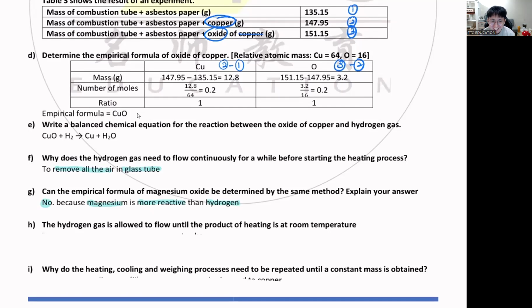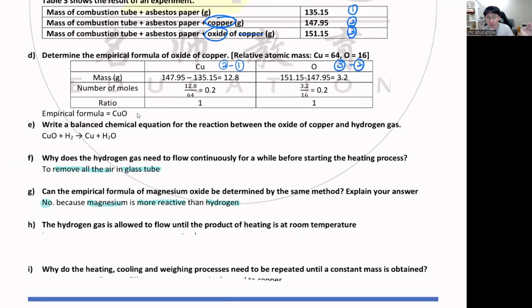Next one. False. The hydrogen gas is allowed to flow until the product of heating is at room temperature. Guys, this question is basically very similar to F. F is like before you heat, you flow for 5 minutes. Then H is allowed to flow until the product of heating is at room temperature, means you allow it to cool down, but the gas is continuing, no stop, even after the experiment. So before the experiment, you flow for 5 minutes. After the experiment, you flow for another 5 minutes.